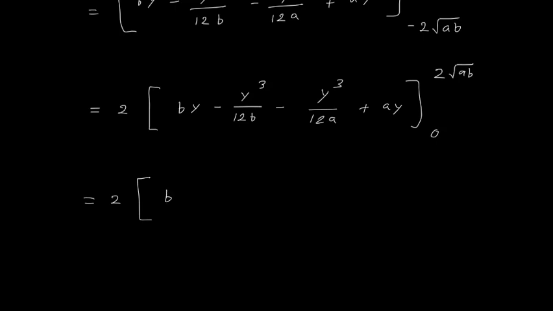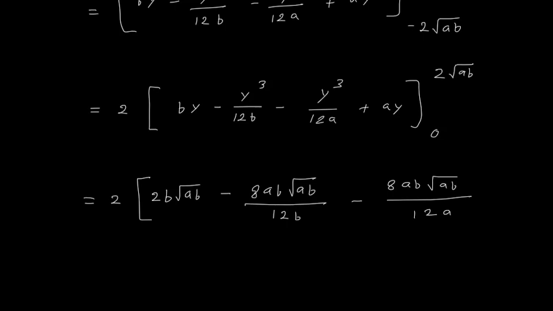So it is b into 2 root ab, minus y cube, that is 2 to the 4 to the 8. So 8 ab into root ab whole divided by 12b, minus 8 ab root ab whole divided by 12a, plus a into 2a root ab.